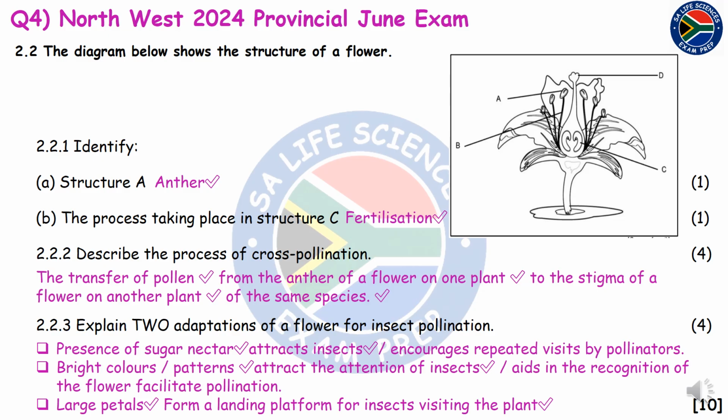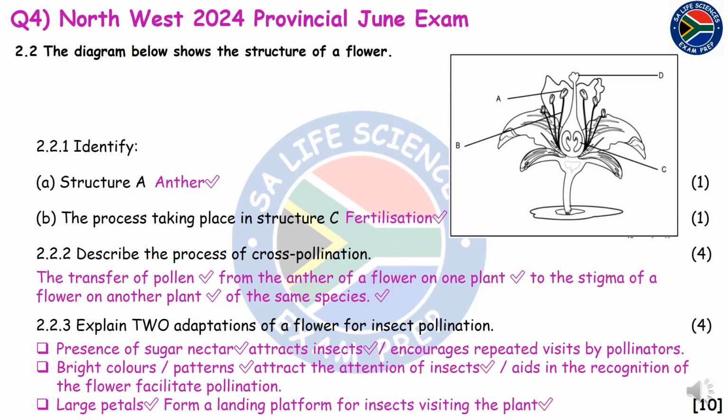The question asks you to explain 2 adaptations. So let's mention another one. Adaptation number 2 is that the flower has bright colors or patterns. That's mark number 1. Mark number 2, how does this allow for insect pollination? It attracts the attention of insects. Or you could say it aids in the recognition of the flower to facilitate pollination.